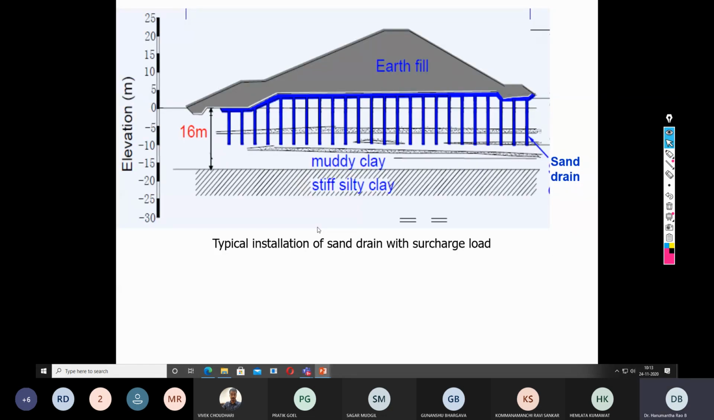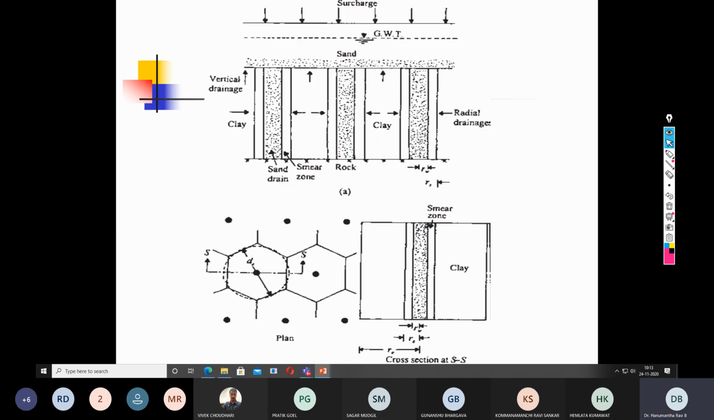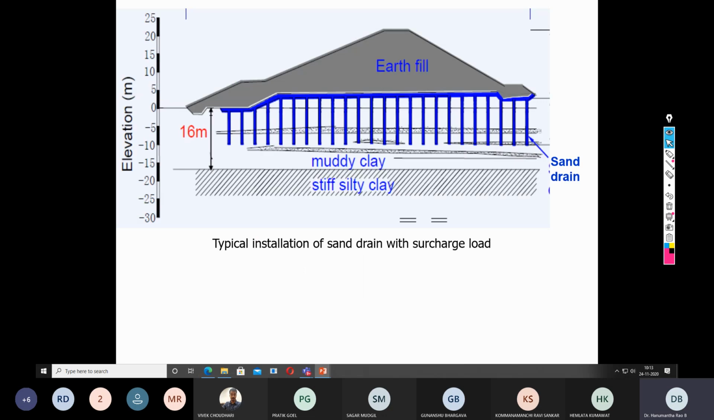So this is a schematic of the sand drains. This is the earthen fill, these are all sand drains, and this is the soil profile. This slide gives a typical installation of the sand drain with surcharge loading. This we already discussed, so it is not required. So this is all about the sand drains.